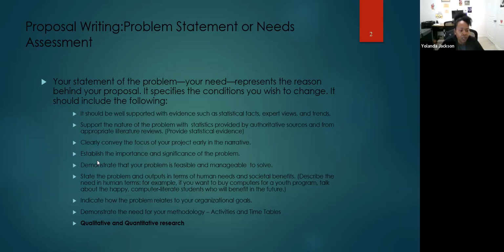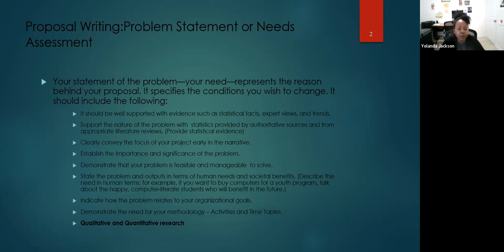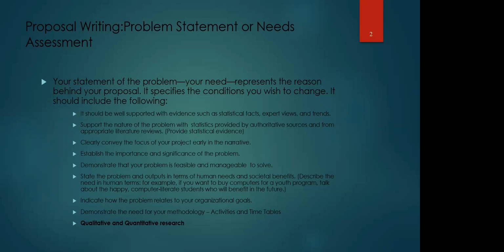Okay. It should clearly convey the focus of the project early in the narrative. Right, don't go all over the place. Talk about what the problem is in that first paragraph. People shouldn't have to read to the third paragraph to get what the statement of the problem is. Next, establish the importance and significance of the problem. It's very important that you emphasize how important it is. And even more important, what happens if nobody solves the problem? In the case of that mother that lost her child, clearly, if no one solved the problem, then the killing will continue to take place.